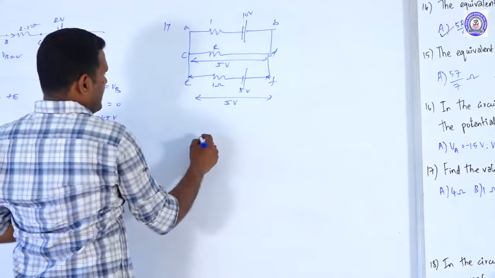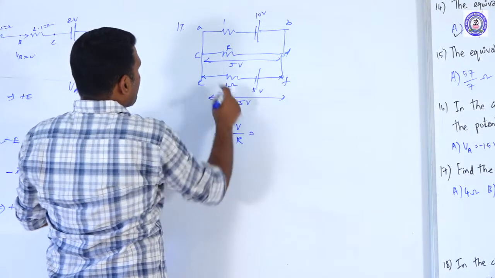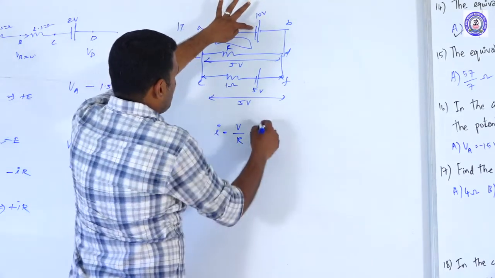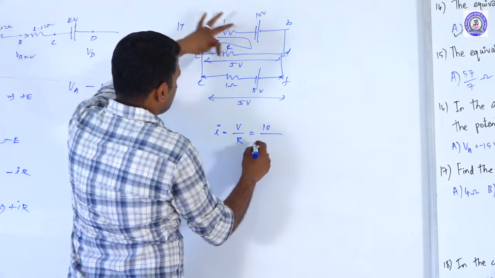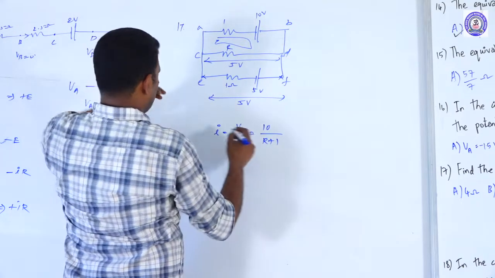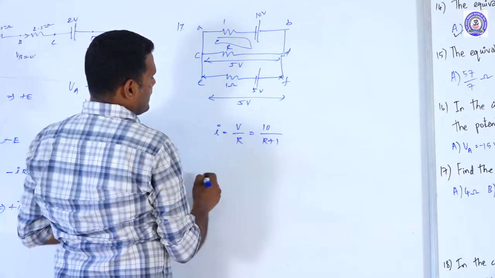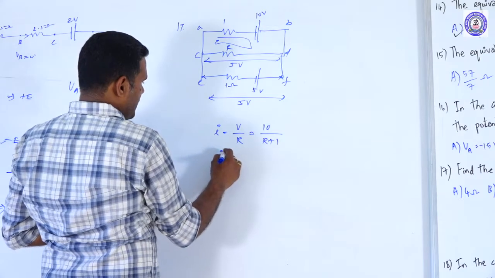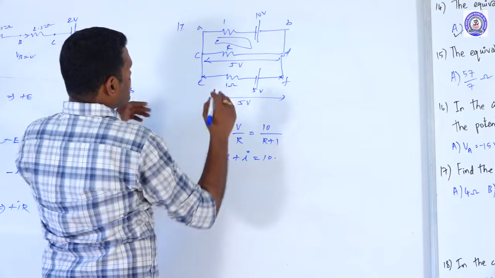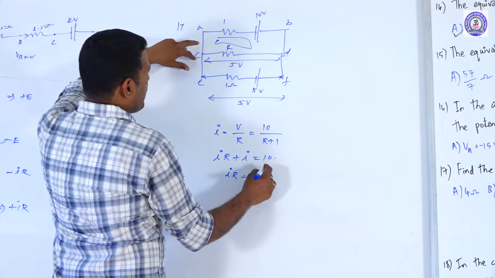Now, I can write the expression for current as I equals V divided by R in this closed path. So, total potential is 10 volt. Total resistance is R plus 1. This is I equals 10 divided by R plus 1. This is the expression for current. I can write this as IR plus I equals 10. Also, if you look at this expression, IR is equal to 5 volt.